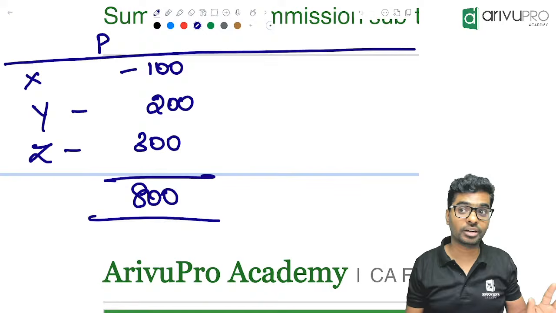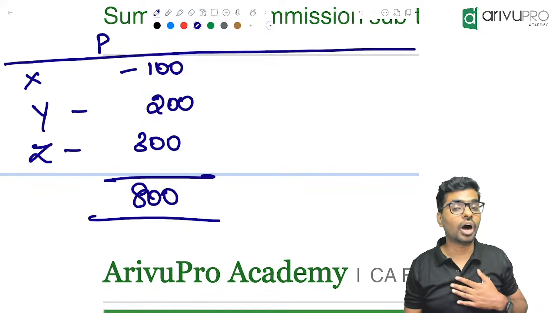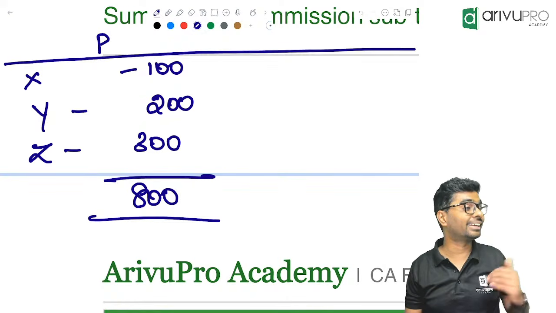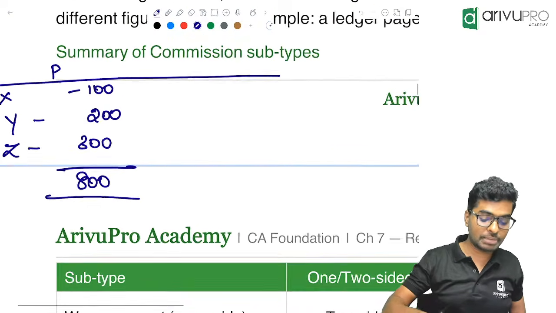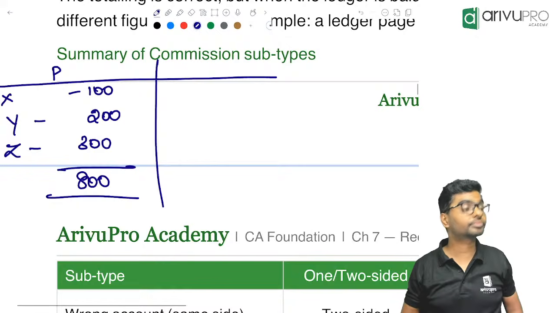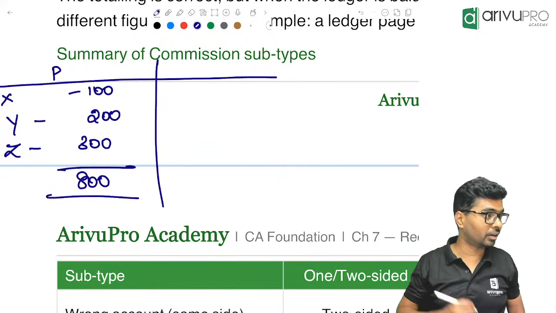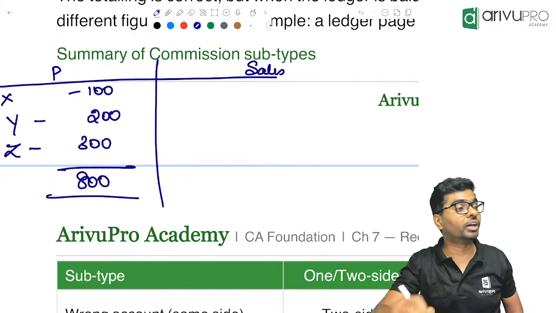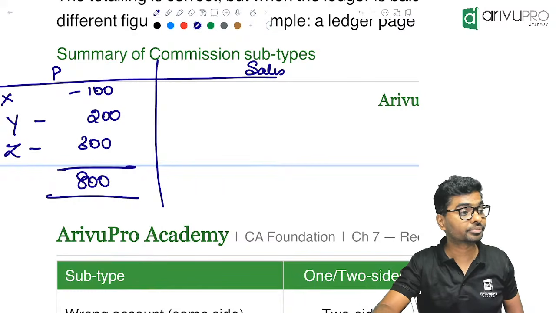Is this wrong? Yes. Now, where all will it impact is what we have to understand. Where all will it impact? Impact number 1: the sales ledger. What did I say I'm going to be writing?